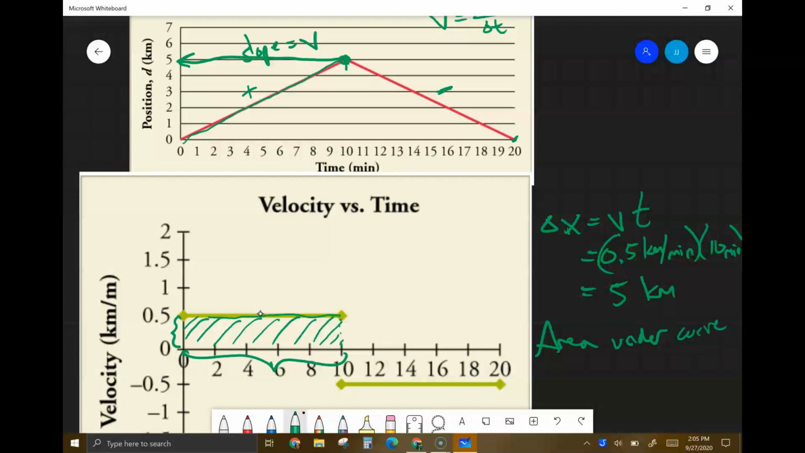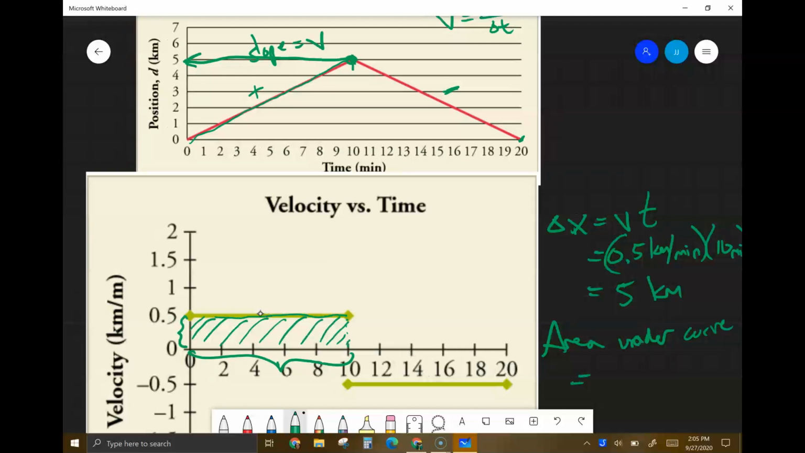This is not curvy, but curve is kind of a general term we use in mathematics. The area under the curve of a velocity time graph gives you displacement.